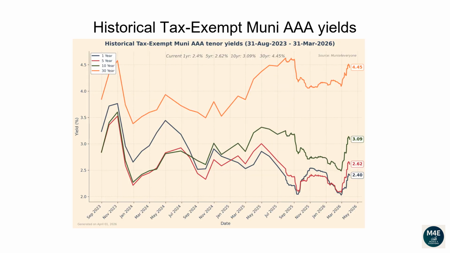This line plot and the next plot show how each tenor of the Muni yield curve has changed over time. From the 31st of August 2023 to the 31st of March 2026, the 1-year yield has dropped from 3.24 to 2.4. The 5-year yield has dropped from 2.85 to 2.62. The 10-year yield has increased from 2.84 to 3.09. The 30-year yield has increased from 3.85 to 4.45.